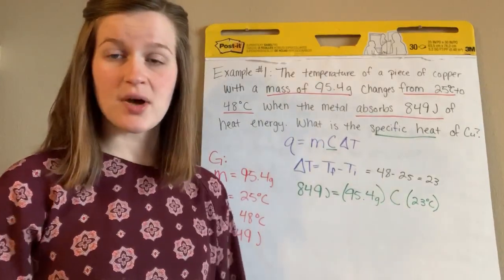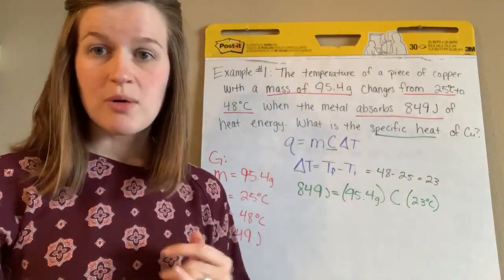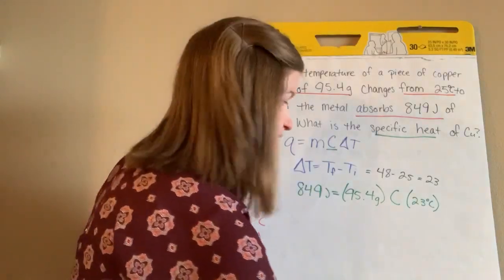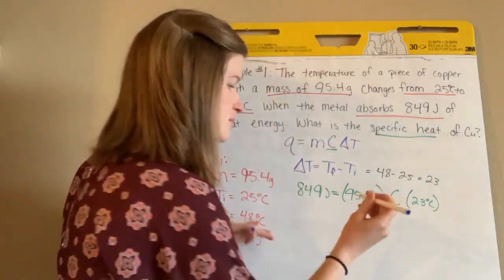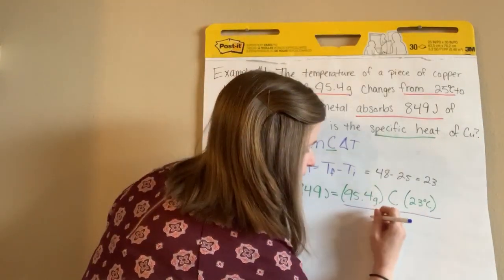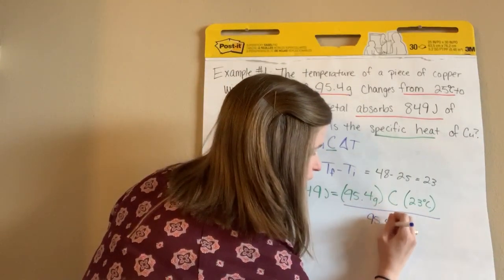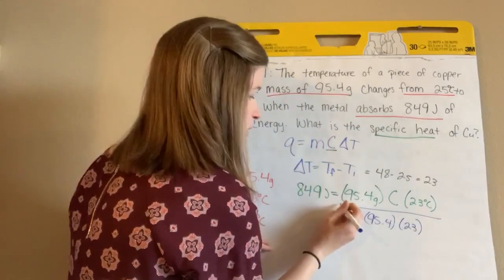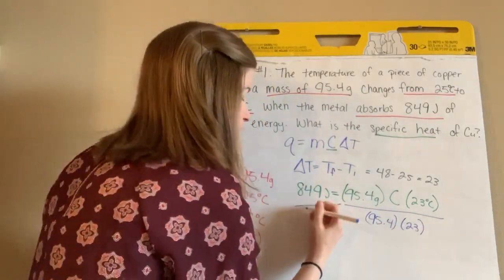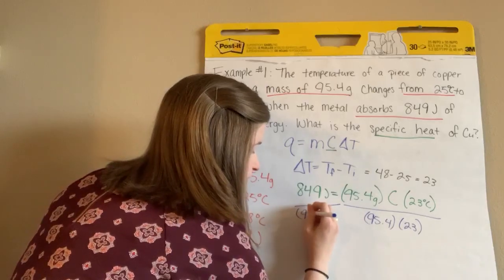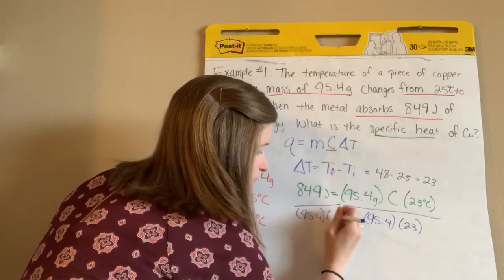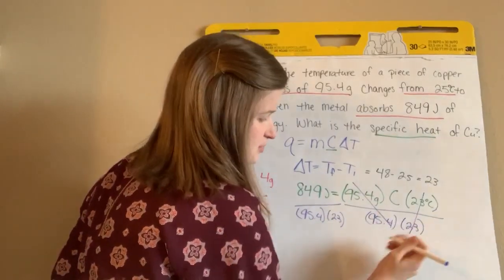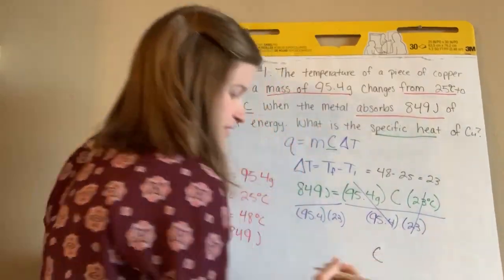Remember, I said how you undo multiplication is division. Whatever you do to one side, you have to do to the other. So on both sides, my second step is going to be to divide by 95.4 and to divide by 23. So whatever I do to one side, I do to the other. So I'm dividing by 95.4 and 23. So these cancel, it leaves me C all by itself.